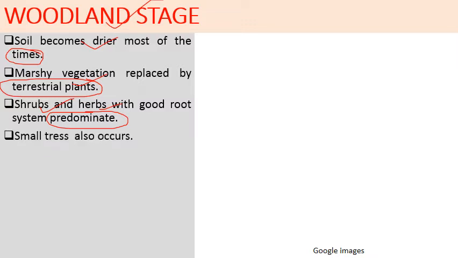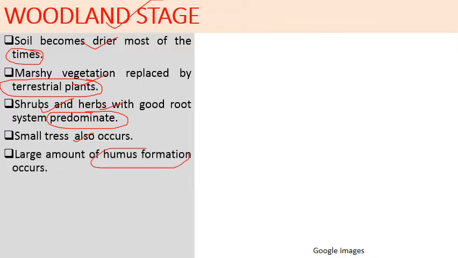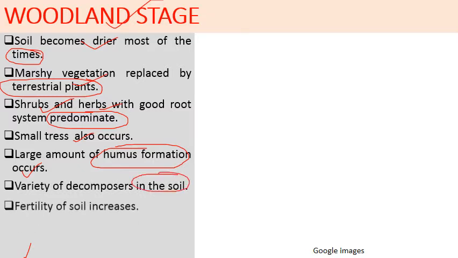So it includes small trees also. Large amount of humus is formed. Jo humus hai bahut zyada amount mein banta hai due to death and decay of the leaves or branches, aur wahan pe jo soil mein microbes hain unka number bhi badh jata hai. So it increases the humus formation in that area. And variety of decomposers are also increased in the soil, and fertility is enhanced as a result of the activities of decomposer.